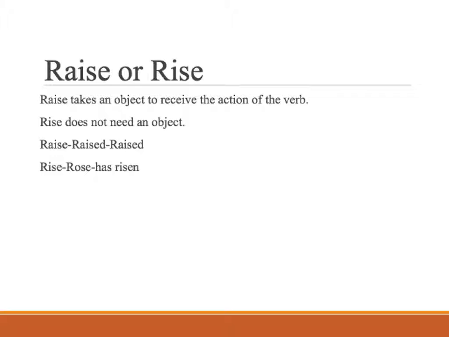Raise and rise, again, works the same way. Raise takes an object. It needs an object to receive the action of the verb. Rise does not need an object. So today I raise the flag. Yesterday I raised the flag. I have raised the flag all week. In that case, it does have an object, which would be flag. Now, rise, rose, has risen happens without anybody doing it. All right? The sun rises. Today the sun will rise. Yesterday the sun rose. It has risen all week. No object.